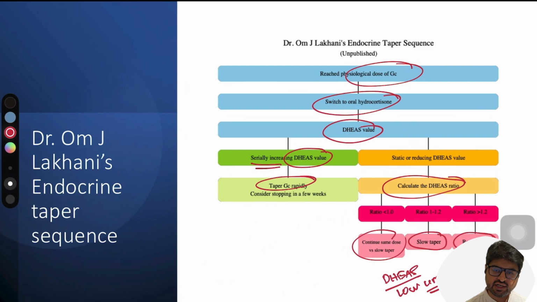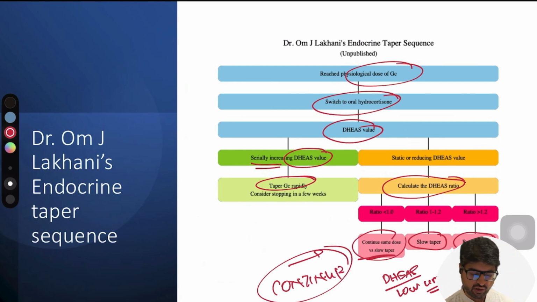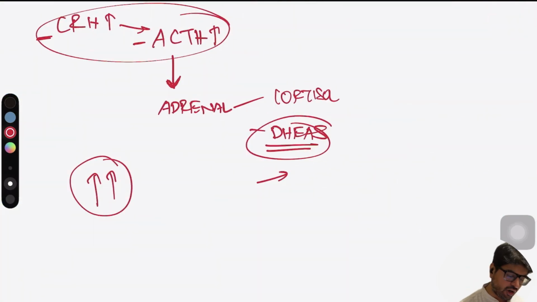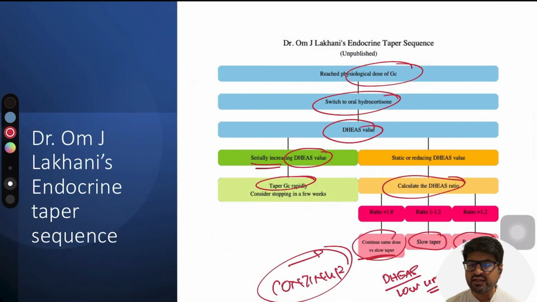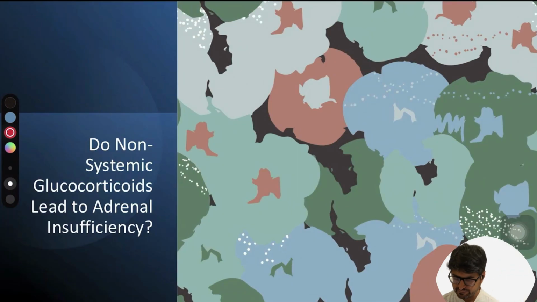Generally, if it is less than 1, of course I said slow taper, but I generally continue the same dose, right? I don't even reduce the dose of glucocorticoid. So this is something which I typically use in my practice for tapering the dose of steroid. It's a little complex, but when you start using it, it is actually very simple. This is simpler than measuring the cortisol, and it is less erroneous than measuring the cortisol.